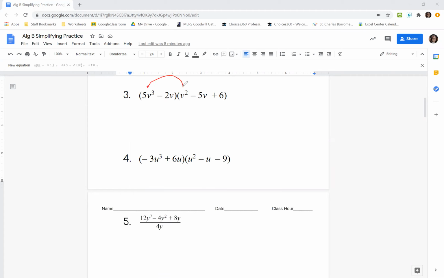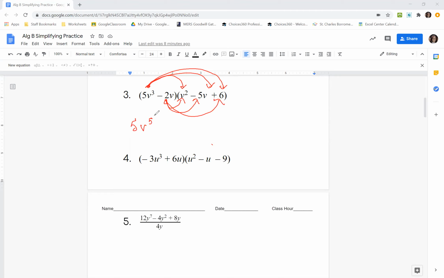So I'm going to first distribute this one, okay? And then I'll distribute this one as well. And then after I'm done distributing, I'll make sure that I don't have any like terms that I can combine. So 5v cubed times v squared gives me a 5v to the fifth, right?